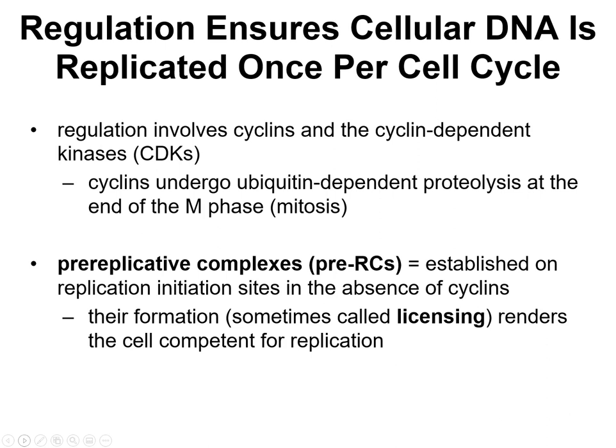We've got 30 to 50,000 different sites that we want to initiate. So preloading these complexes all over the genome helps make replication faster because we're already ready. We're just waiting for the signal. We're waiting for the light to turn green.